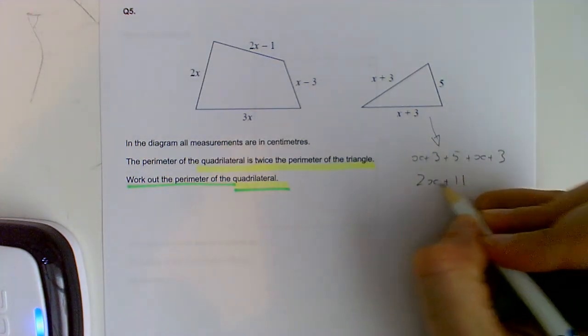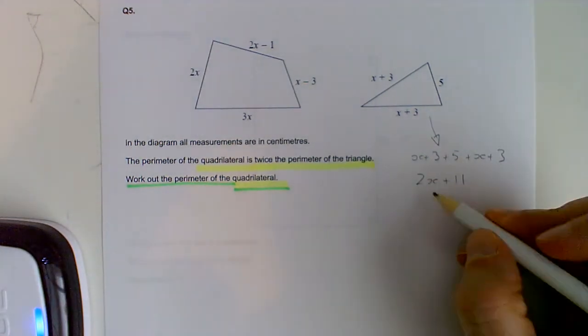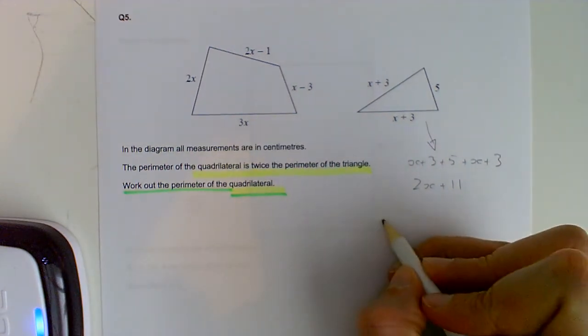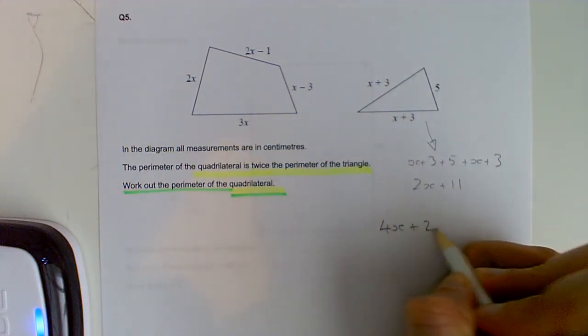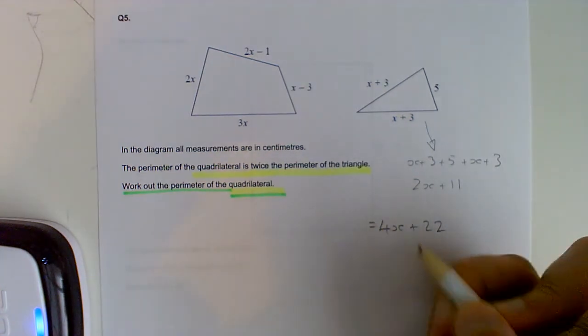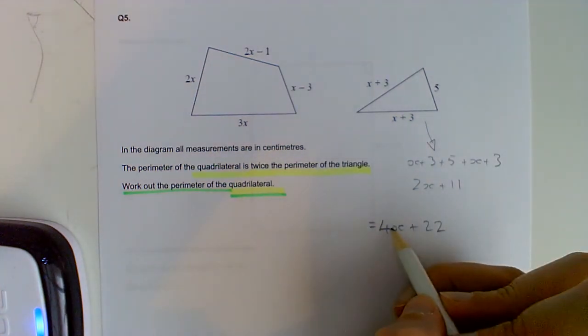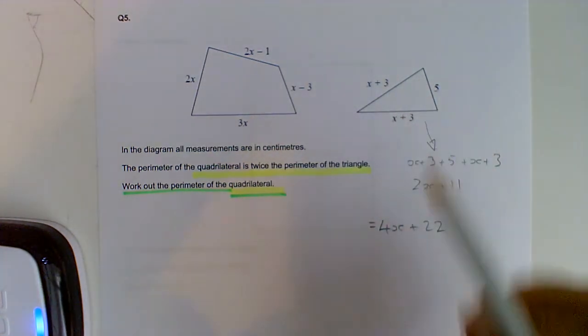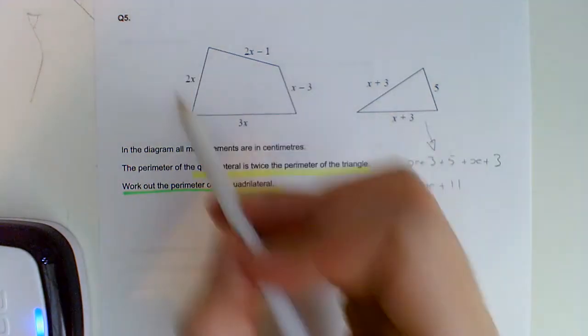And then I'm going to times that by 2. I'm going to double it. I have to double both things. So that gives me 4x plus 22. Okay. So that is this one doubled. So that 4x plus 22 must be the same as this.